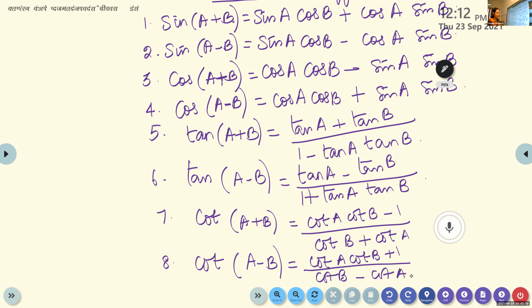What is sine of A plus B? Sine A cos B plus cos A sin B. Sine of A minus B? Sine A cos B minus cos A sin B. Yes. Cos of A plus B? Cos A cos B minus sin A sin B. Cos of A minus B?